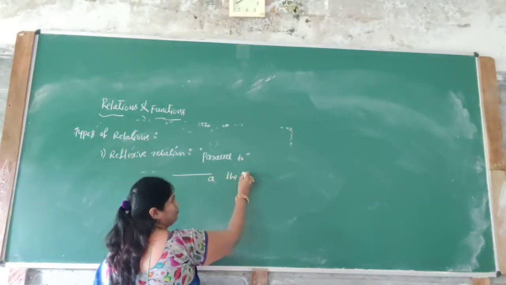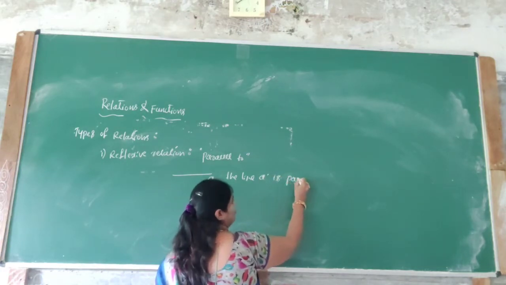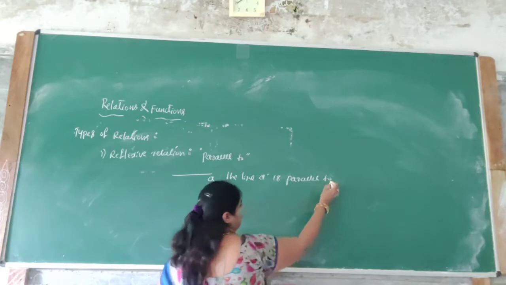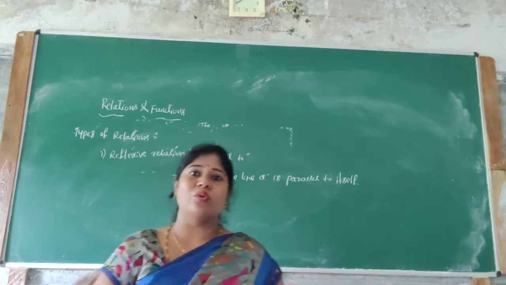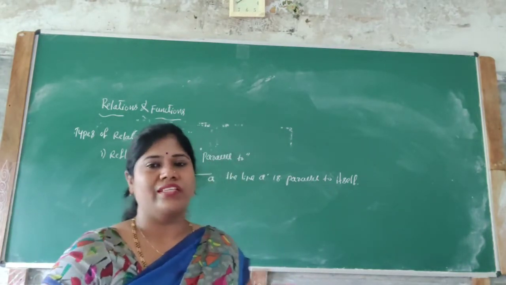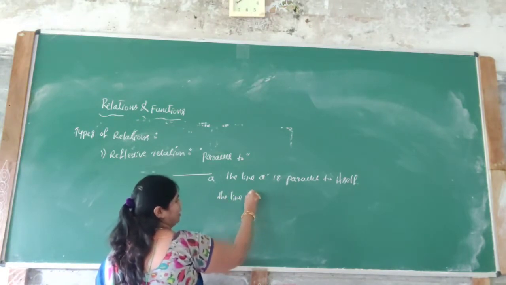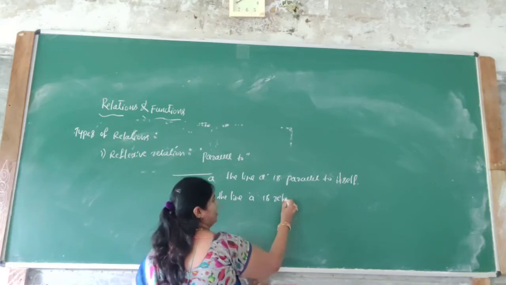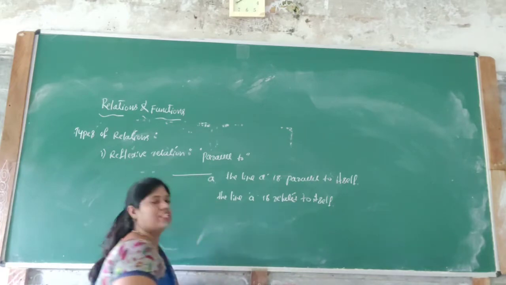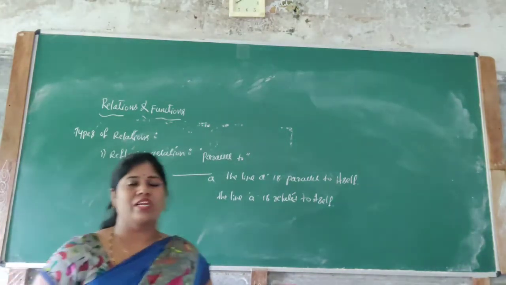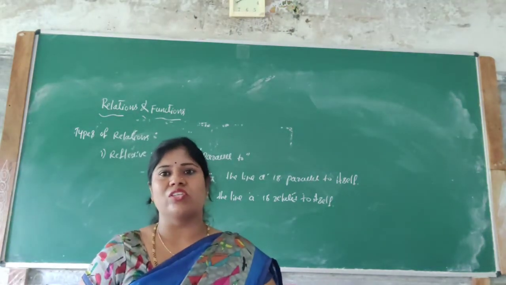The line A is parallel to itself. That is, the line A is related to itself. So it is a reflexive relation. Reflexive relation example: parallel to is a reflexive relation because every line is related to itself.